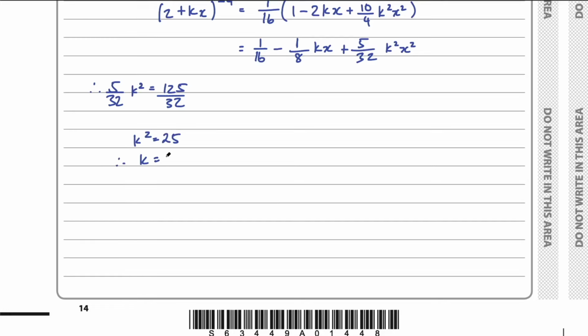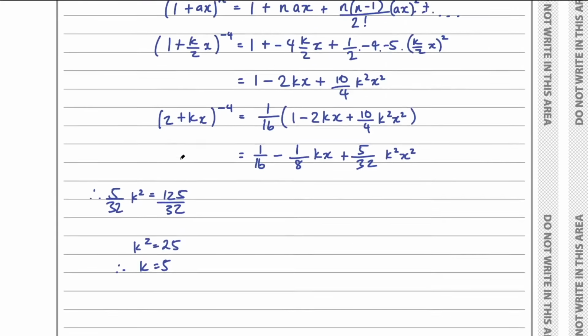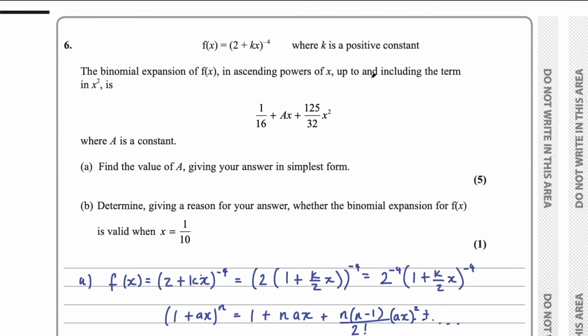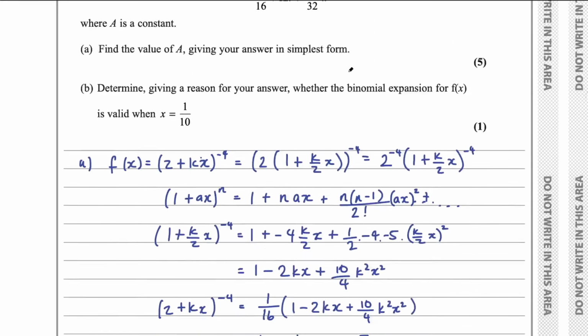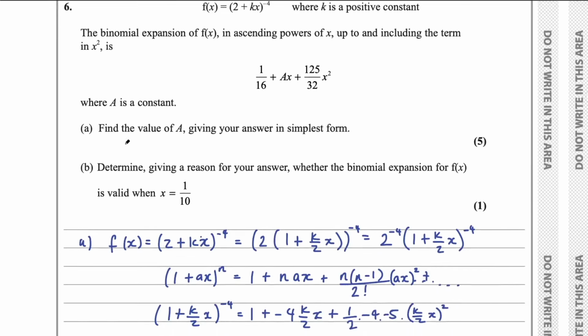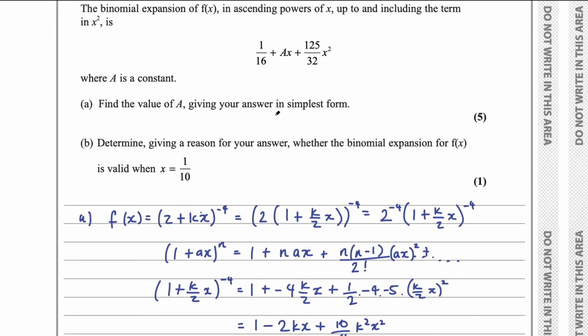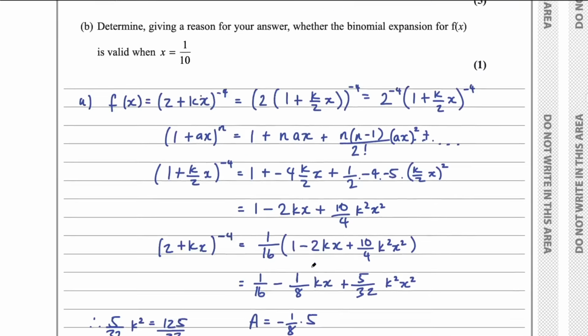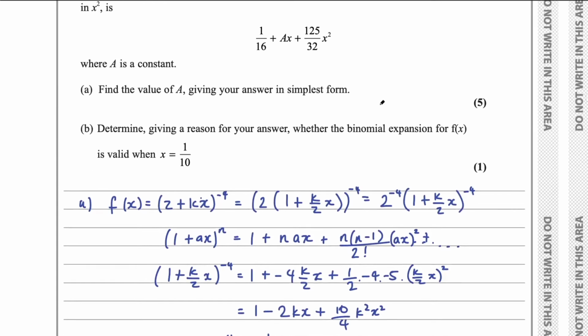Therefore, k equals 5. And we don't have to worry about the negative solution because they tell us k is a positive constant. All right, so now we have the value of k. We can find a. So a is going to equal negative 1/8 multiplied by 5, which is negative 5 on 8. All right, so that was part A. So find the value of a in simplest form. Negative 5 on 8 is in simplest form. So that was part A done.